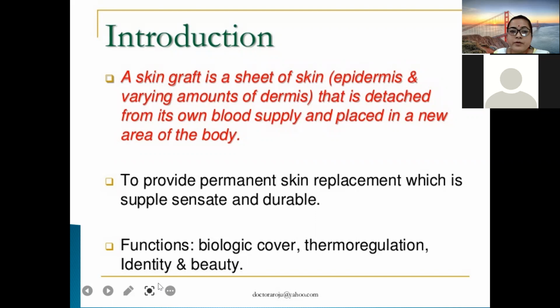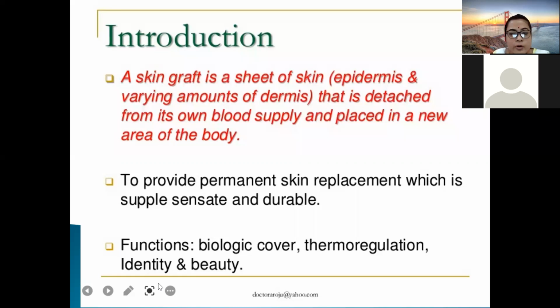Now, what is the purpose? To provide a permanent skin replacement which is supple, sensitized, and durable. So it will give a permanent look. It will give a permanent replacement of the skin which has been devastated due to the burn injury, and then it will give the blood supply, the nutritional supply, and the durability and longevity of the skin.